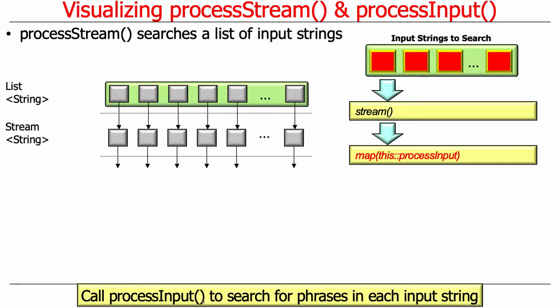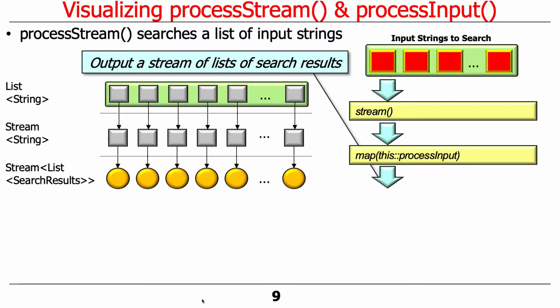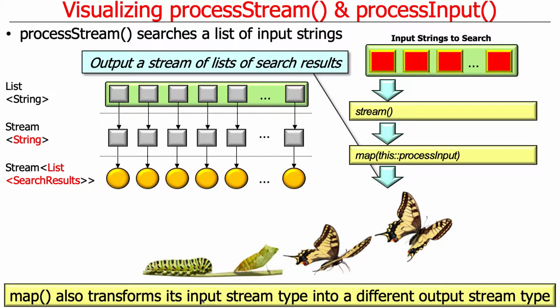ProcessInput will search for the phrases in a given input string. So for each input string in the stream, processInput will be called to look for the phrases in that string. And that, as you'll see, will return a stream of lists of search results. And you can see I visually show that we change from a stream of strings, so that's the icon for string, just some shape and some color, and we end up with a stream of lists of search results, which is those things.